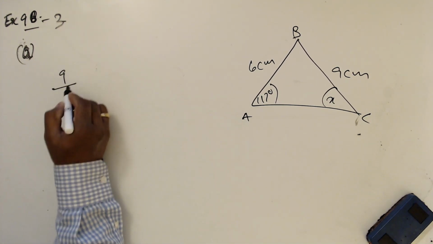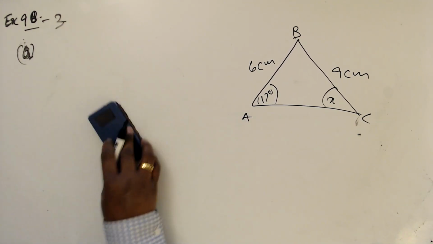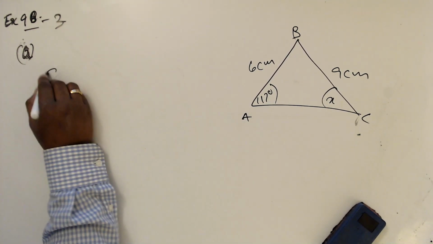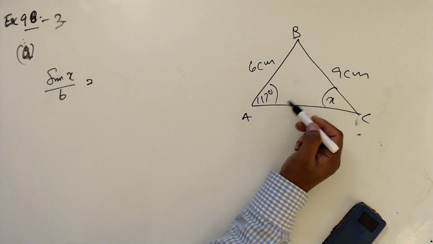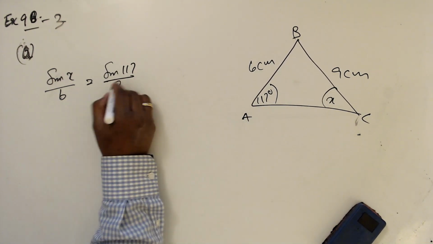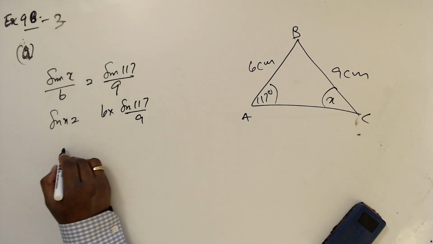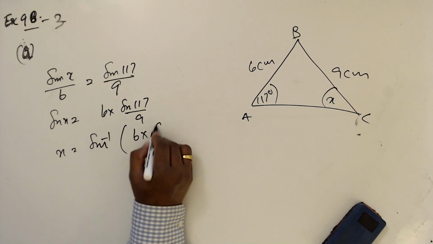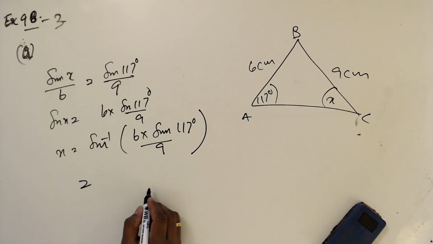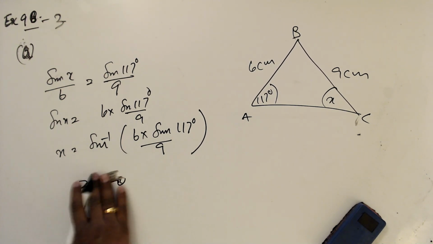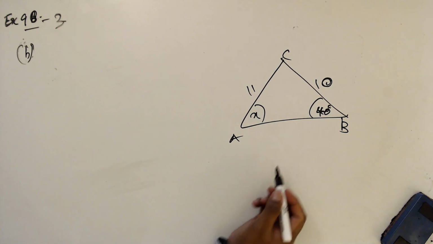Now this is question number 3A. I need to find the angle here, so I'll bring the angle first. Sine x over 6 equals sine 117 over 9. So sine x equals 6 times sine 117 over 9. So x equals sine inverse of 6 times sine 117 over 9, which is 36.4 degrees.